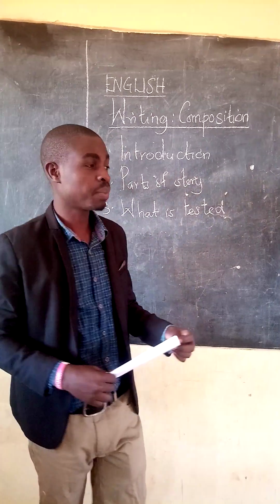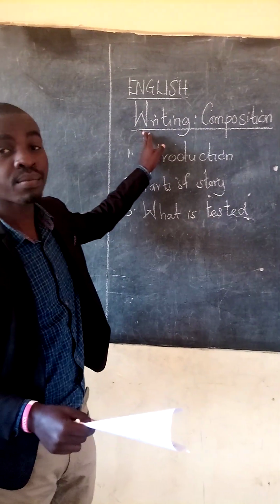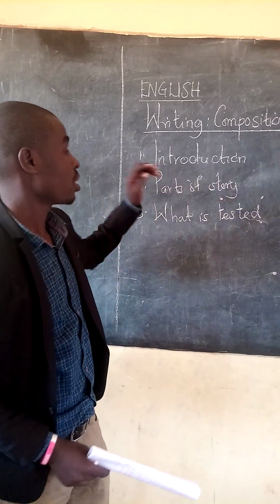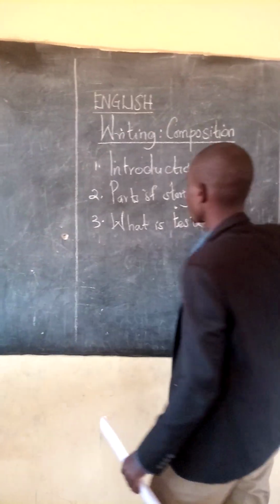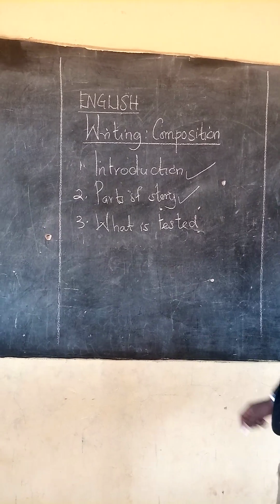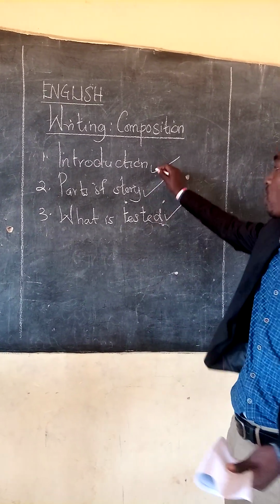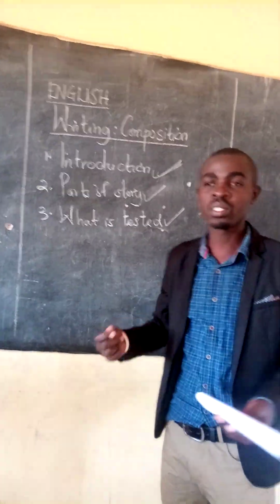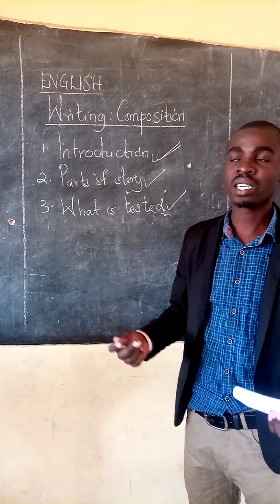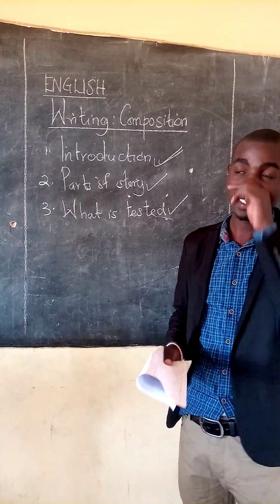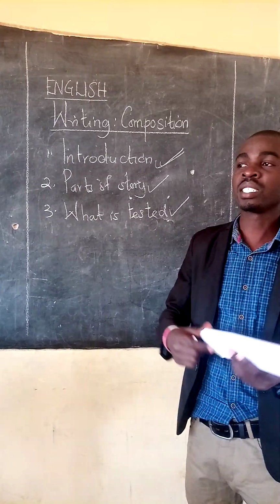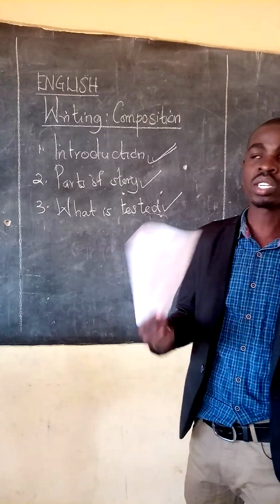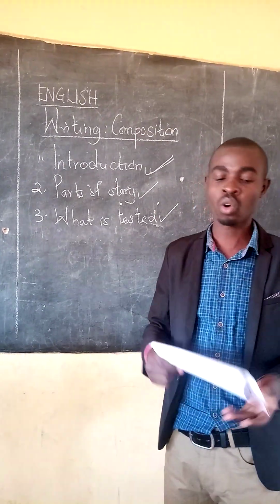Today I want to talk about writing, and we're going to write a composition. First of all, we want to see the parts of a composition. Composition simply means ideas put together to form a story, and a story is always written in paragraph form. A story has an introduction and a conclusion.